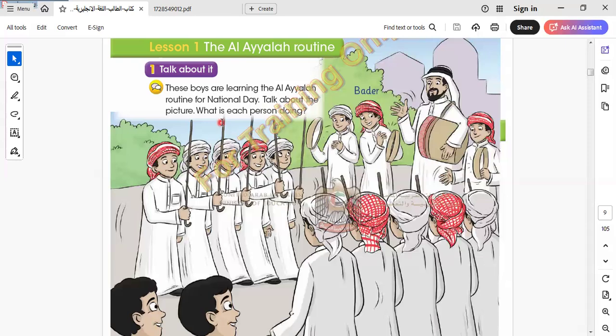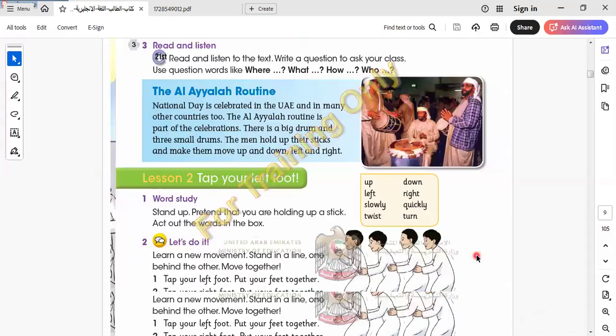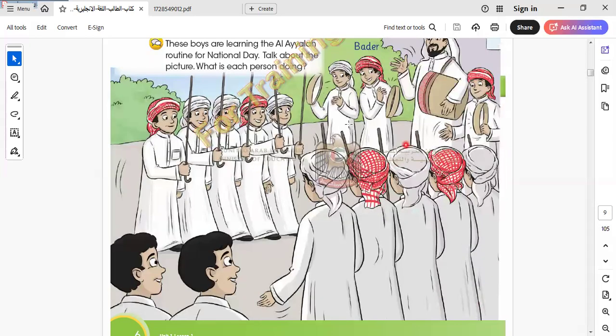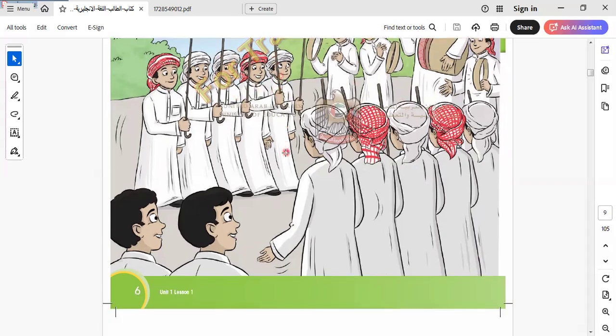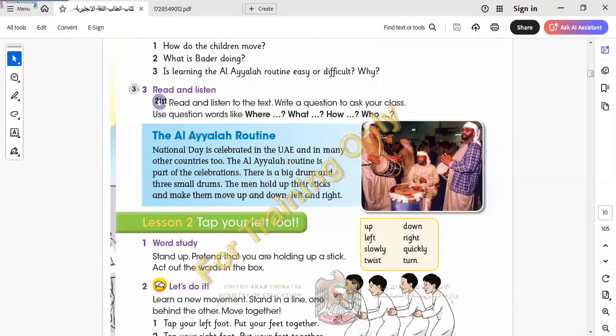Talk about the picture, what is each person doing. Let's go to another item here. Here are the boys. The boys here hit on what? On drums, and playing with what? And playing with sticks here. Let's go to another item here. How do the children move? What is Badr doing? Is learning the Ayala routine easy or difficult, and why? This we know here in this topic.